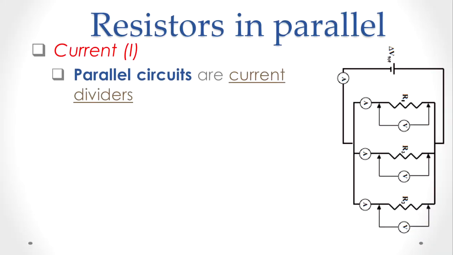Looking at resistance in parallel, this is a little bit different because parallel circuits are current dividers. They divide current, so current will be split between those branches, unlike in a series connection which only has one path. So the total current will be equal to the current measured by this ammeter plus the current in that ammeter plus the current in that ammeter over there.